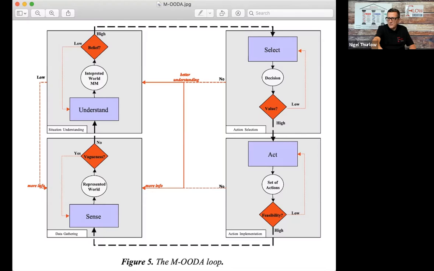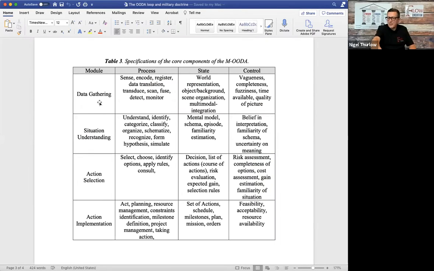here we go. Let me see if I can put this up just, and to give an idea of what they were trying to do with this. But again, I don't think it achieves their aim. So this is a Word doc, but basically data gathering, situational understanding, action selection, and action implementation.